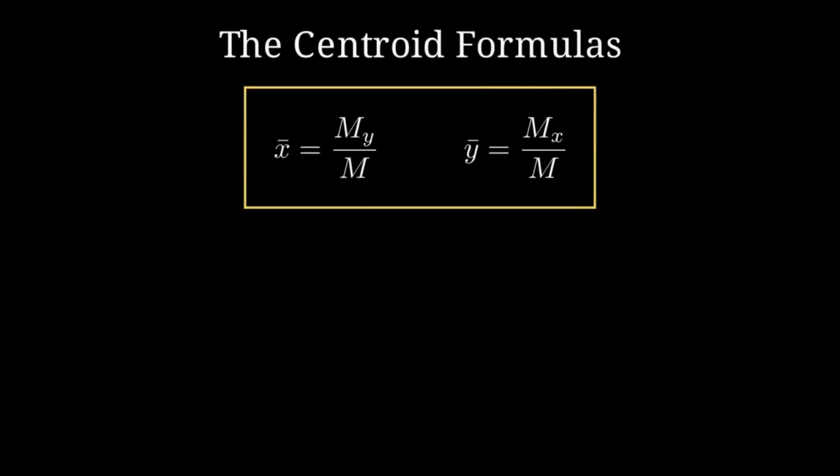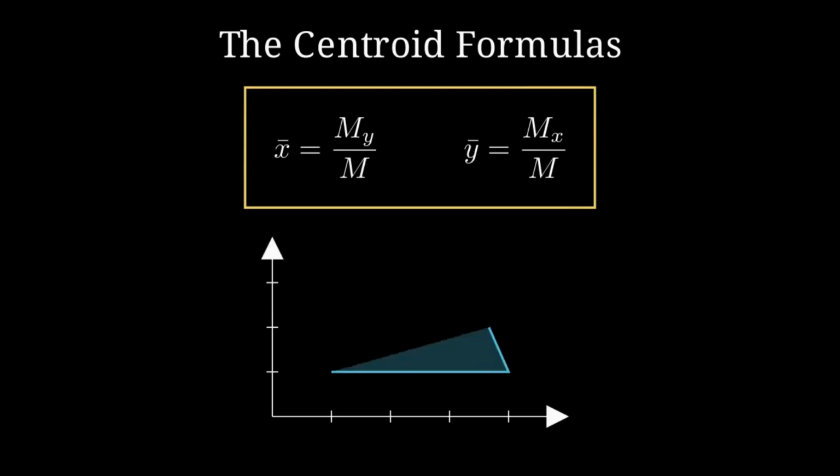The coordinates of the center of mass are simply the moments divided by the total mass. This gives us the weighted average position of the mass in both the horizontal and vertical directions.